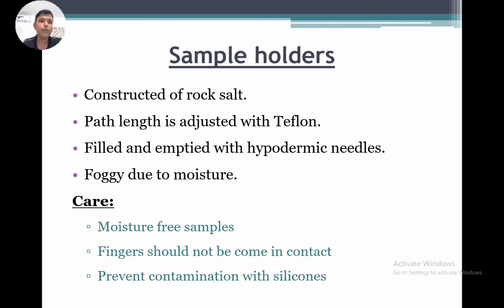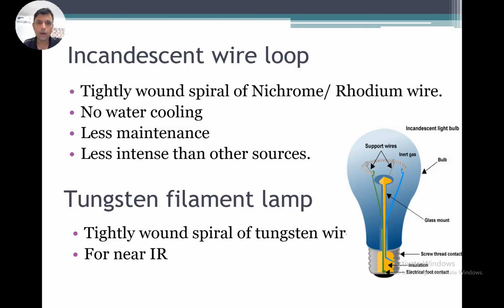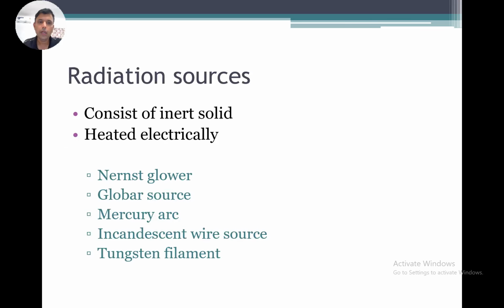The next major component is the sample holder. Before going to the sample holders, let me conclude once again. The radiation sources commonly used are the Nernst glower, globar source, mercury arc lamp, incandescent wire lamp, and tungsten filament. These are the radiation sources. We saw the details also.